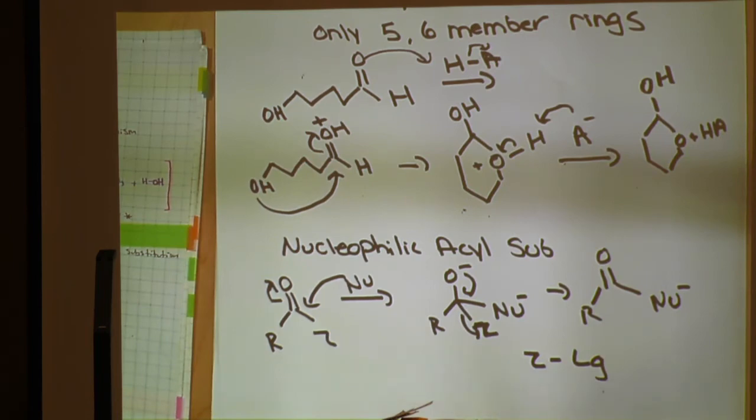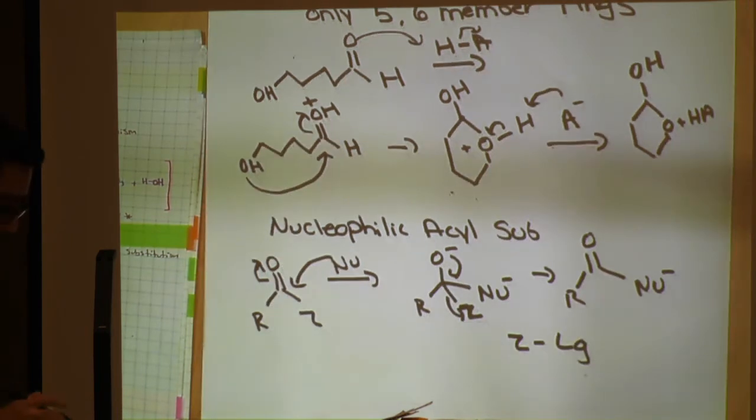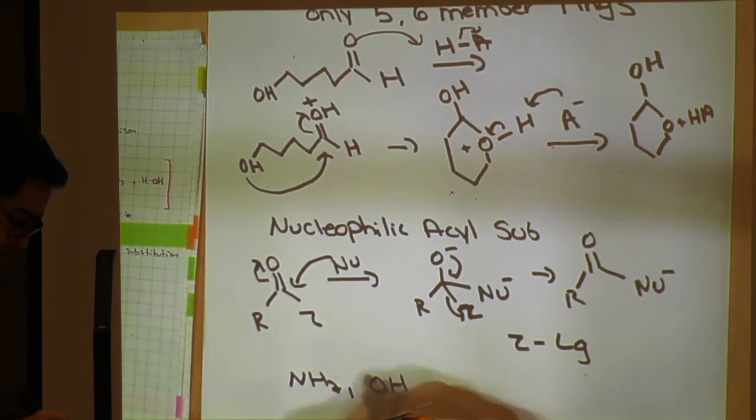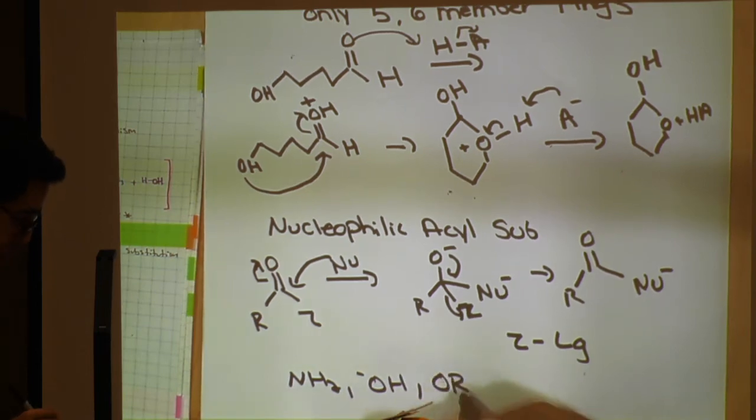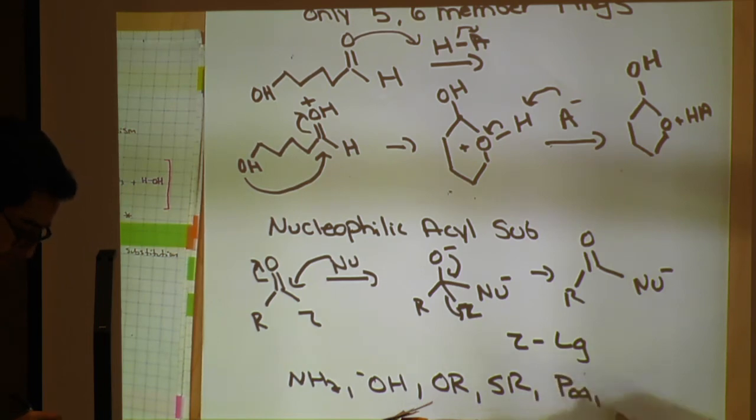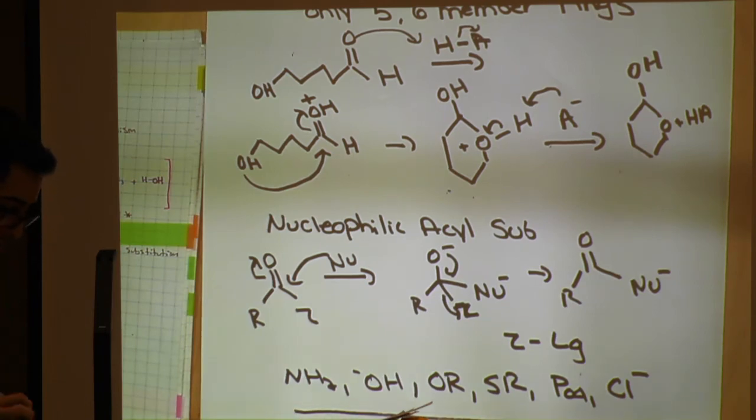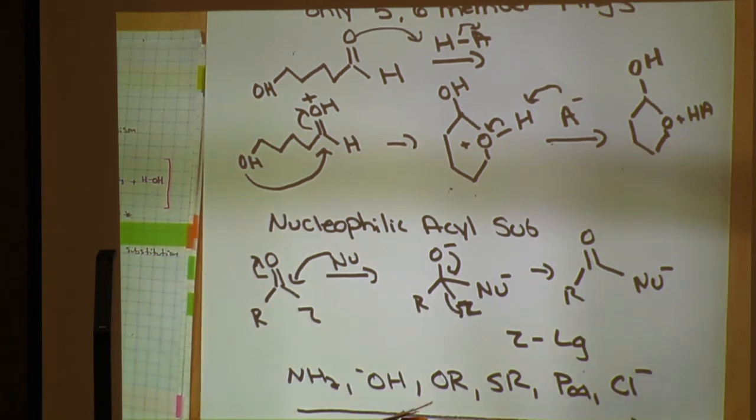So ideally, you want to follow this general trend. Here's the list, how it goes: NH2, hydroxide, O to an R group, sulfur to an R group, PO4, and then your halides. And this is increasing reactivity and increasing leaving group ability. What is the second last one, the P something? Oh, PO4.